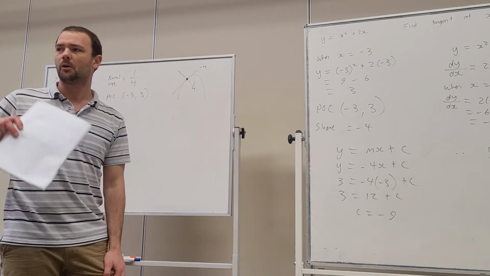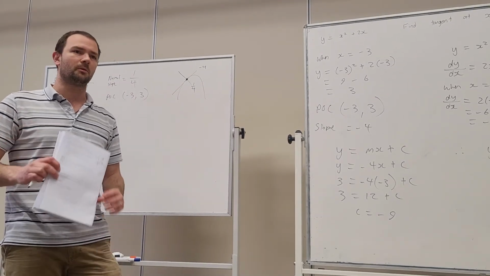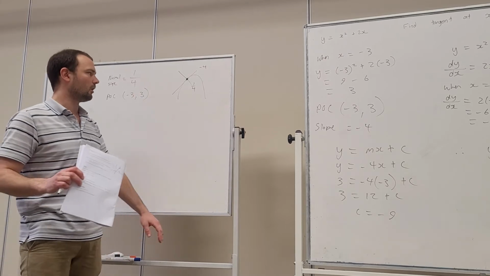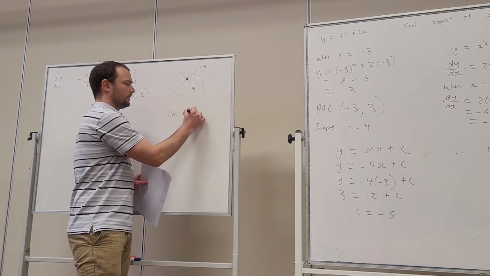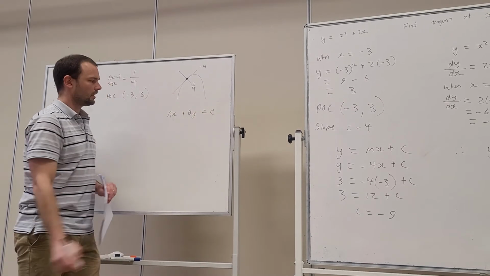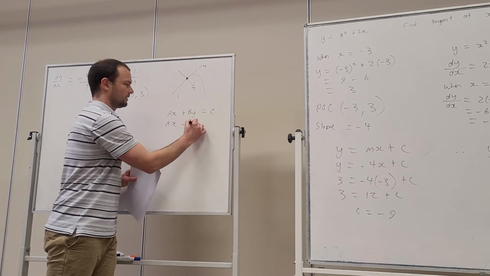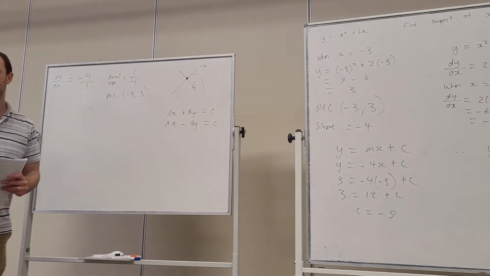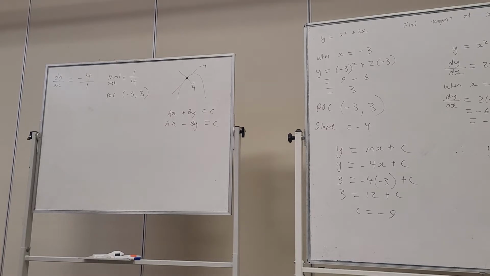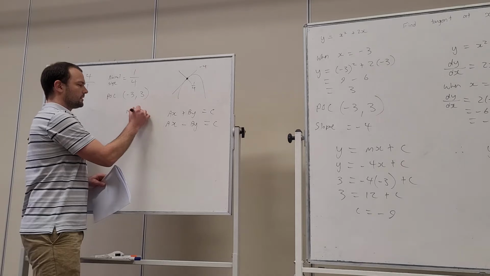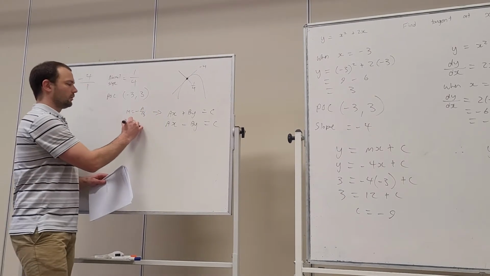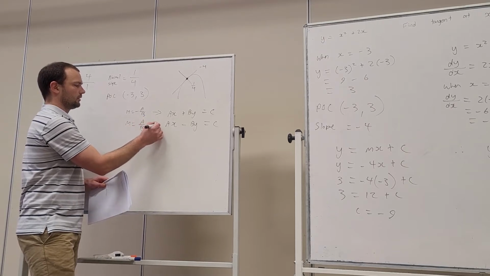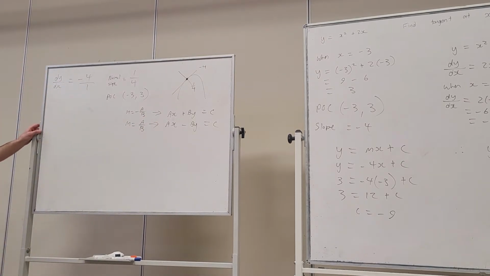Now, in the back of the book, most of their answers are going to be presented in general form. Remember, there's multiple ways you can express the equation of a line: y-intercept form or general form. General form looks like this: ax plus by equals c, and ax take by is c. Okay, they're the two ways that we can express the equation of a line in general form. And the rule is, if slope is minus a on b, then it goes to ax plus by. And if the slope is positive a on b, then it goes to ax take by.